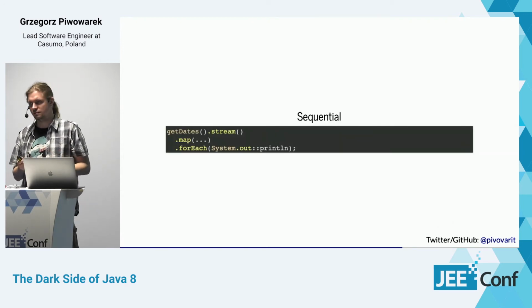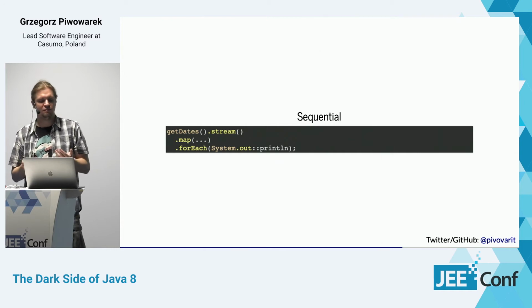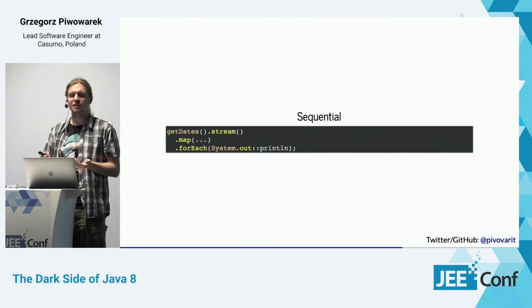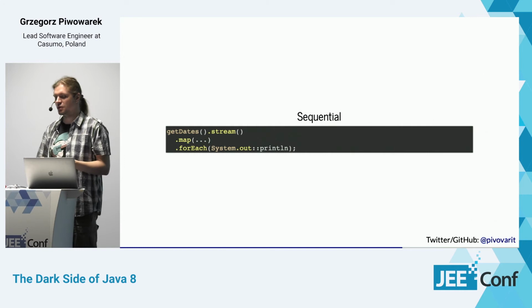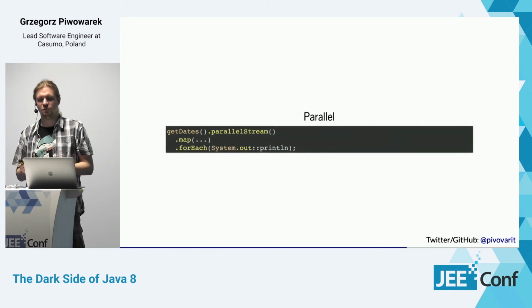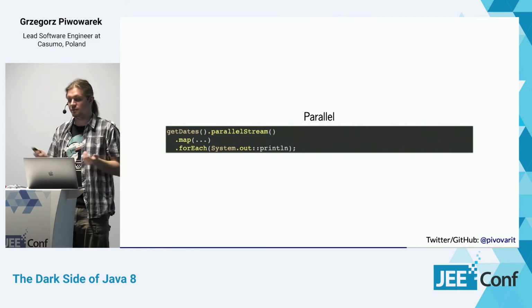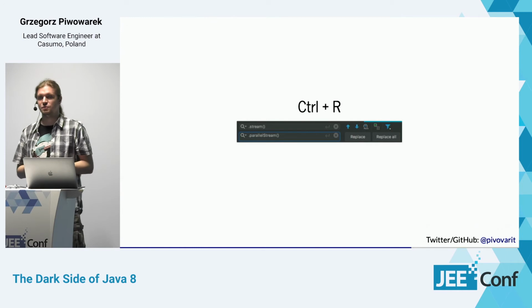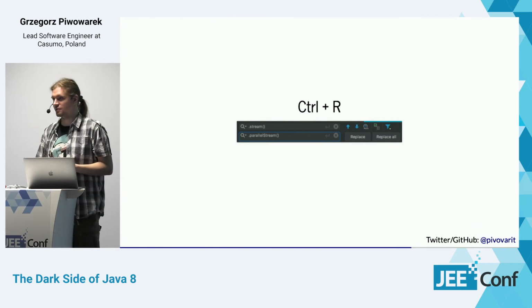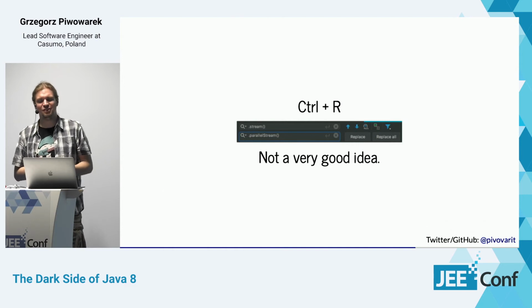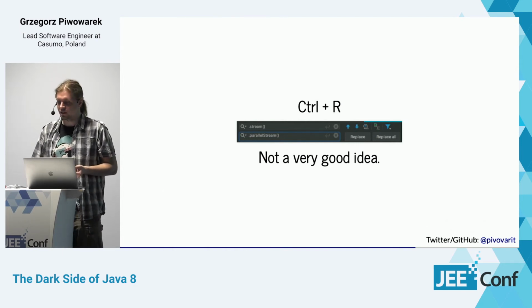So the idea was to have such simple examples being able to easily turn into parallel ones just by adding one word, right? Infinite benefit. So if this is that easy, let's just replace all .stream with .parallelStream, right? Why not? But it turns out it's not a very good idea.